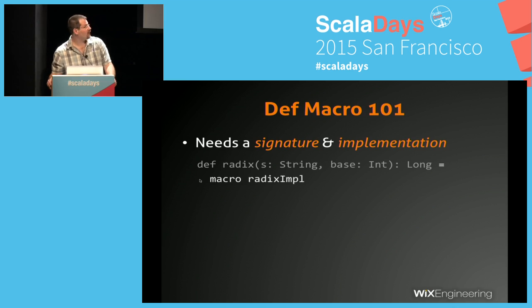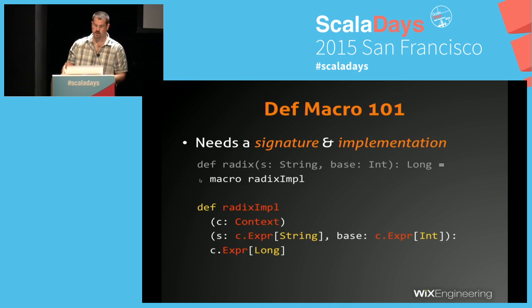So the signature is just a method signature, a normal one, the same one that you've written 100 times over the last week. And you annotate the method signature with the keyword macro, and you give it an implementation. Okay, so to define this radix macro, I would have the method signature, and I would say that the implementation for this method is implemented by the macro implementation called radix impl for implementation. The implementation itself looks like this. Okay, this is where things actually start solidifying into actual code.